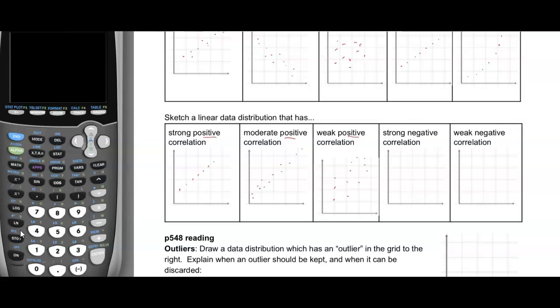Strong negative correlation would be arranged in a line going down. Weak negative correlation would be going down, but maybe not quite a line.